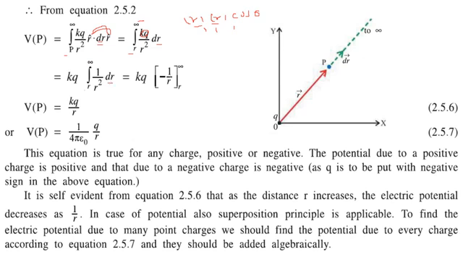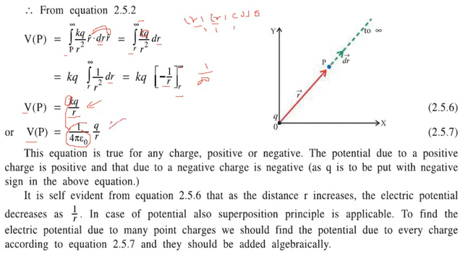Let us integrate 1 by r square. This is minus 1 by r. Putting the limits infinity and r, we get 1 by r minus 1 by infinity. 1 by infinity is 0, so only 1 by r remains. So kq by r is the potential Vp. K is 1 by 4 pi epsilon naught, so Vp is 1 by 4 pi epsilon naught, Q by R.